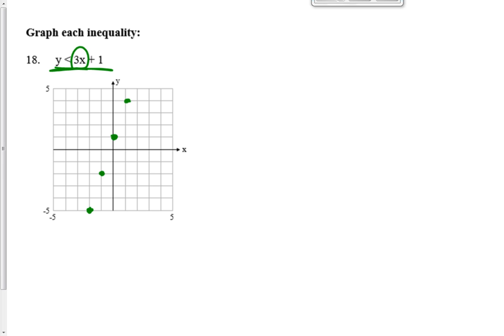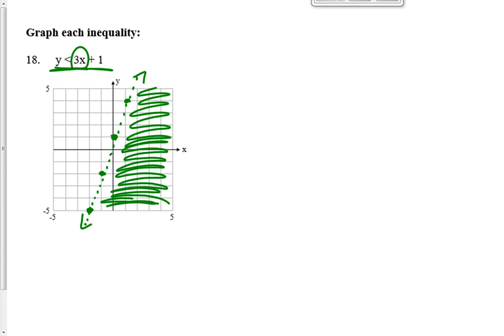Now because it's less than, I'm going to connect these points with a dotted line. If it was less than or equal to or greater than or equal to, I would connect it with a solid line. But this one I'm going to connect with a dotted line, and I'm going to shade on this one. It says y is less than, so less than means below. So I'm going to shade everything below the line, which is right there.